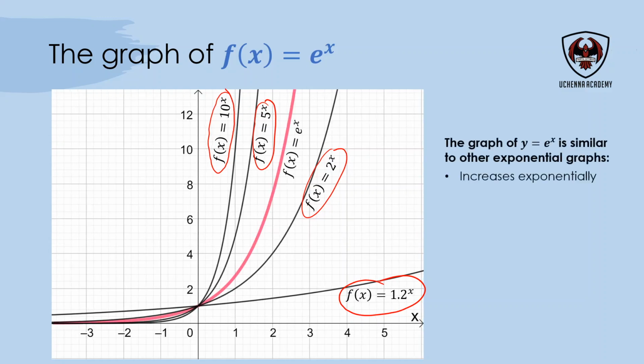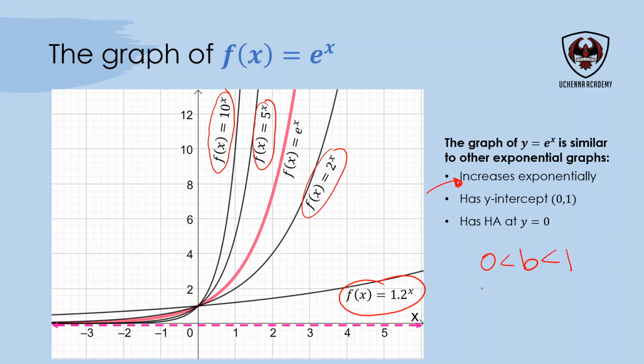Very similar to other exponential graphs, and here are some characteristics you have to remember. Increasing. If my base was between 0 and 1, my graph would be decreasing, right? It would be this shape. But if the base is greater than 1, the graphs are increasing. The y-intercept for all of these graphs, even the decreasing one, is (0, 1). And all of these have a horizontal asymptote at y equals 0.